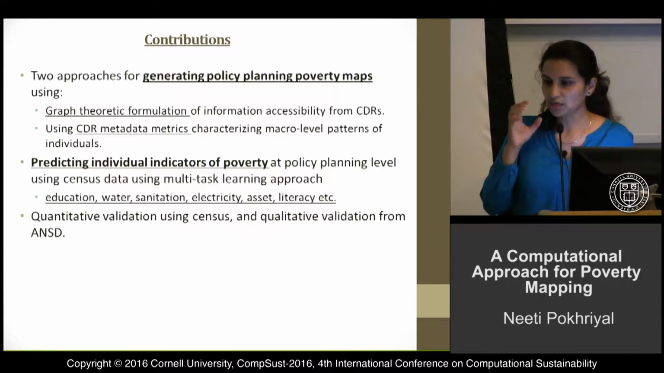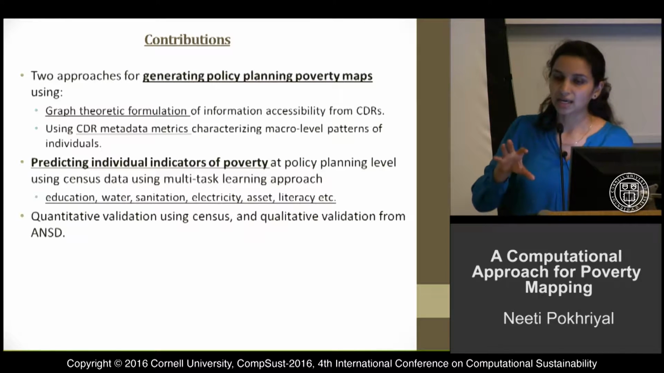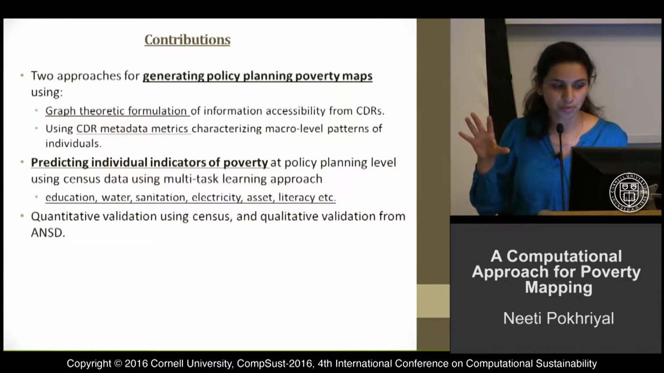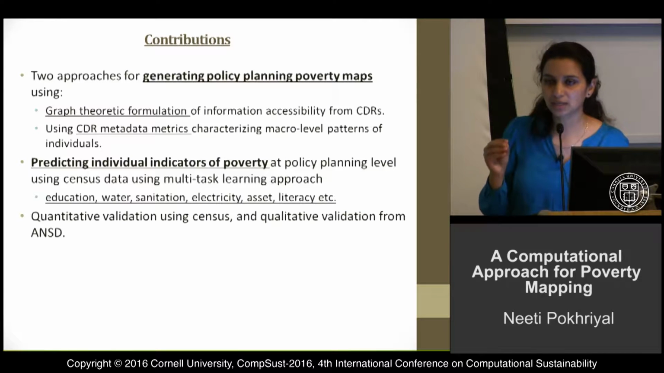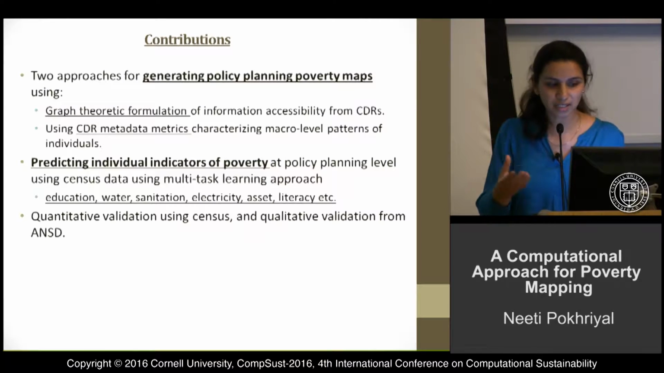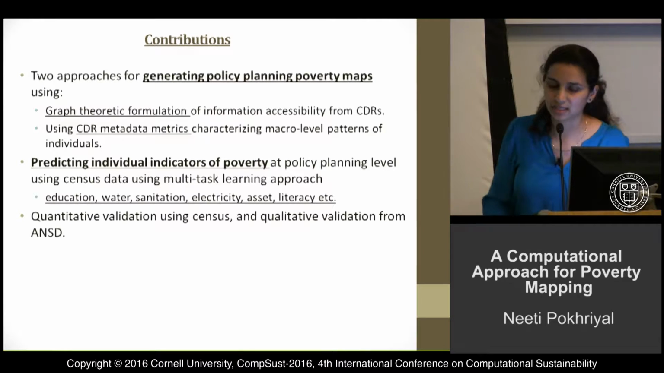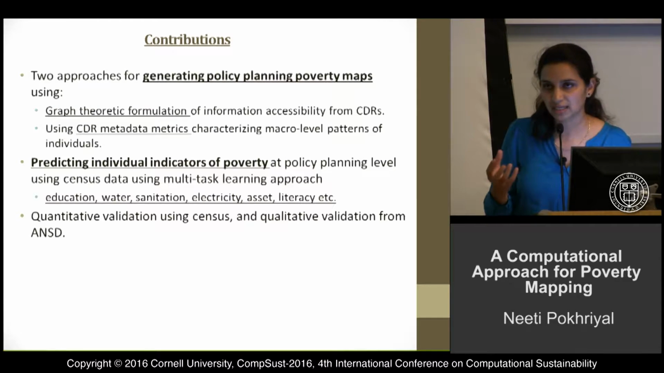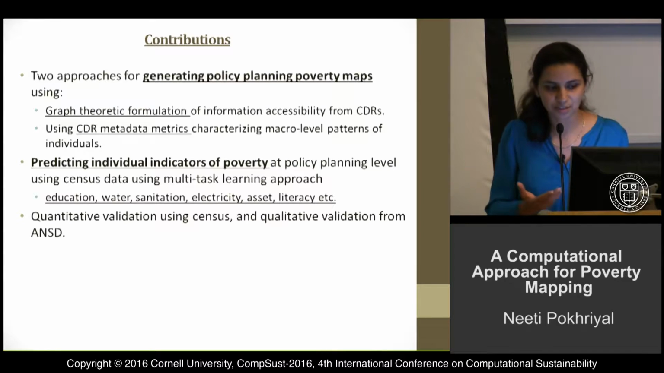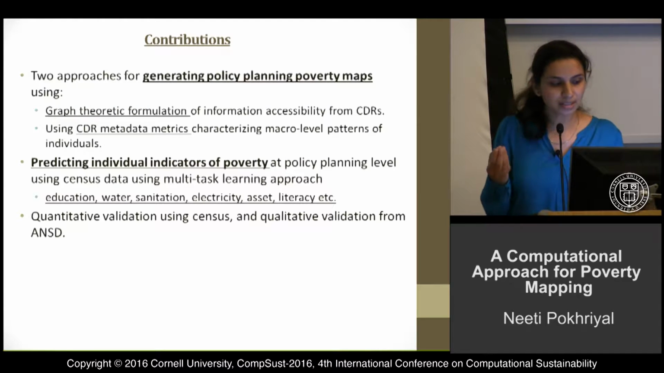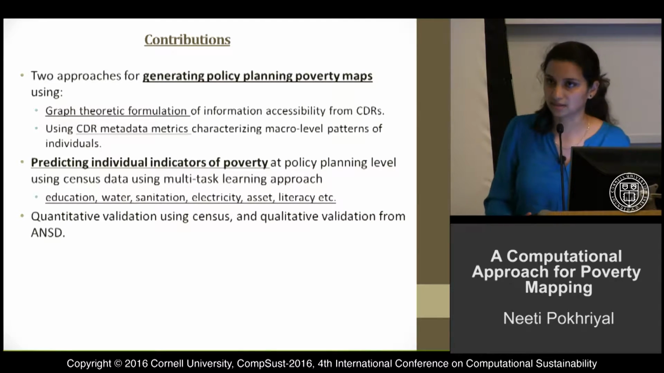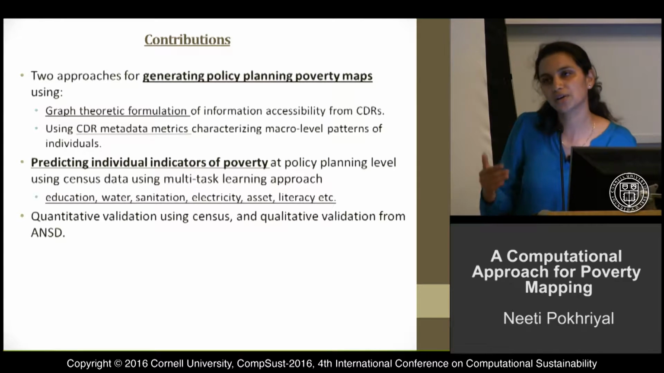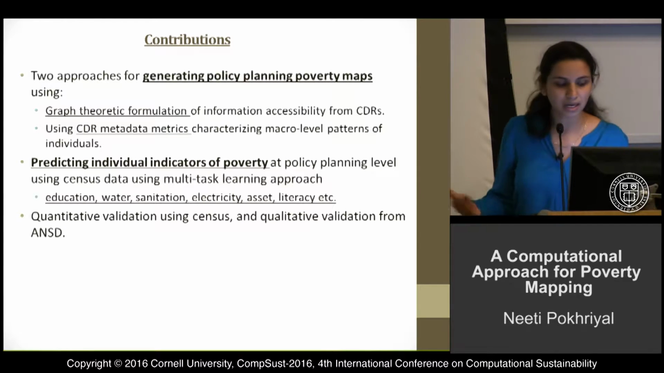So in the first approach, I use the CDR data and have a graph theoretic formulation of the information accessibility at each spatial location and use it to generate maps. I will discuss it in the next slide. In the second approach, I use the call data records and extract behavioral indicators or metadata statistics from them to characterize the macro level patterns, and using this generate an alternative poverty map.